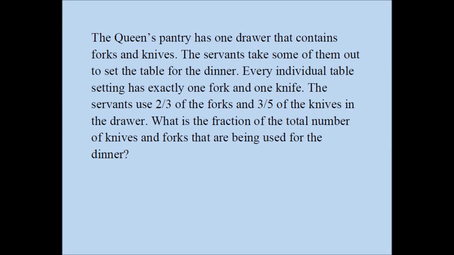The queen's pantry has one drawer that contains forks and knives. The servants take some of them out to set the table for the dinner. Every individual table setting has exactly one fork and one knife. The servants use two-thirds of the forks and three-fifths of the knives in the drawer.